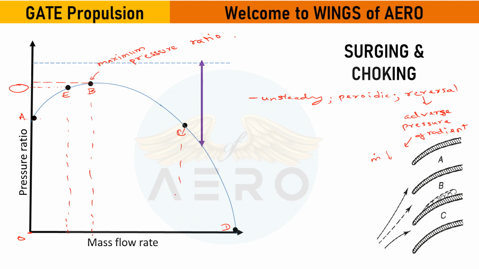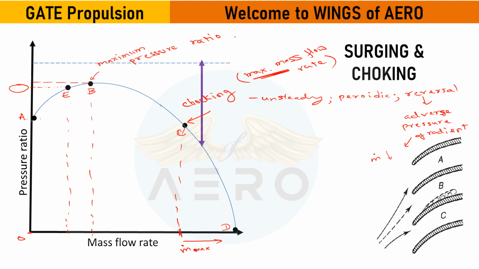C is a point which is ideally known as the point of choking. Why do we call it the point of choking? It's the point where we have the maximum mass flow rate. But if you see the graph, D is a point where we have a further extension, but ideally we can say this is the point where we have the maximum mass flow rate. Let's take some mass flow rate here. This is the maximum mass flow rate.